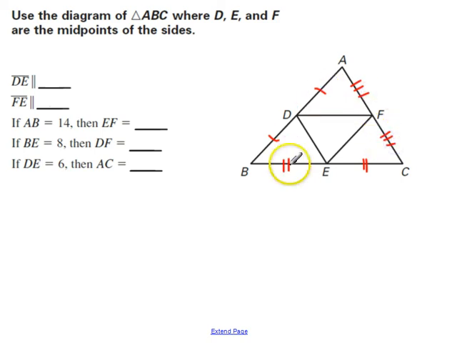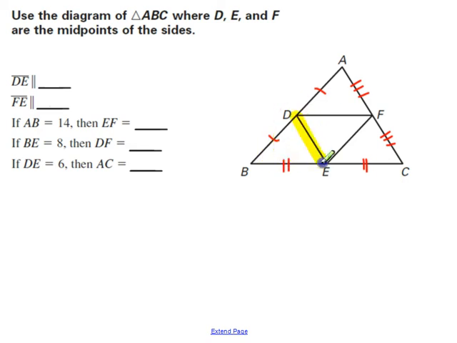Now make sure that you're marking these separately, 1, 2, and 3, because you don't know that all sides of the triangle are congruent. So you want to have separate congruent markings. Now before we actually get started answering the questions, I just want to go ahead and highlight the segments on our diagram based off of our midsegment theorem.